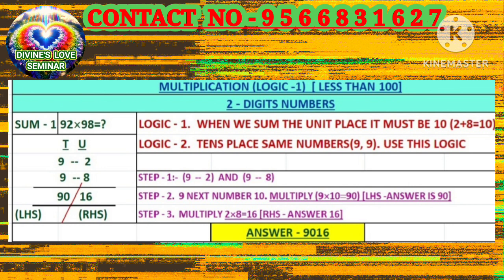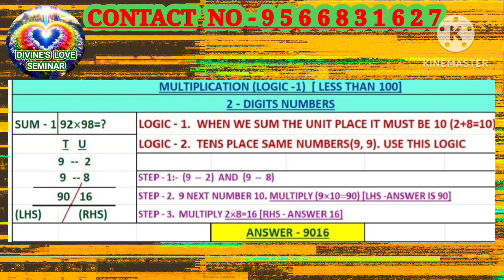Step 2: now we will start to calculate the number. Tens place numbers 9 and 9. Just multiply 9 by the next number. The next number is what? 9, 10 is the next number. So 9 tens are 90. That is the left side answer. LHS I put.